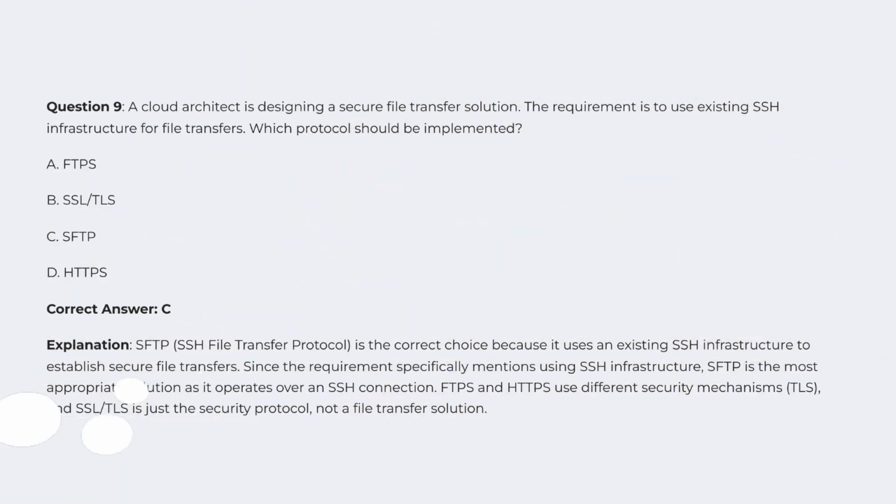Correct answer, C. Explanation. SFTP, SSH File Transfer Protocol, is the correct choice because it uses an existing SSH infrastructure to establish secure file transfers. Since the requirement specifically mentions using SSH infrastructure, SFTP is the most appropriate solution as it operates over an SSH connection. FTPS and HTTPS use different security mechanisms, and SSL/TLS is just the security protocol, not a file transfer solution.